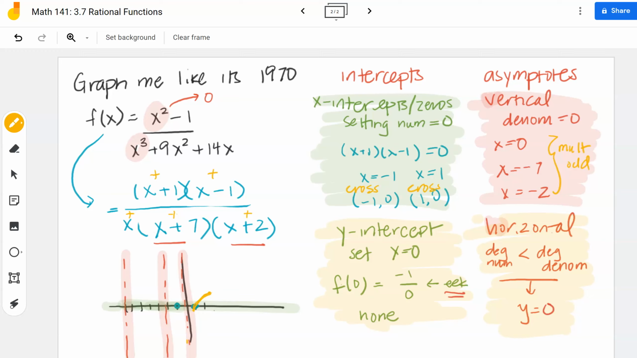We know that. And if I'm crossing, I can't cross again. I'm not bouncing before this asymptote, so I have to go down here, right? I also know that as I move to the right, I've got to approach 0. So at some point, this has got to come back down.